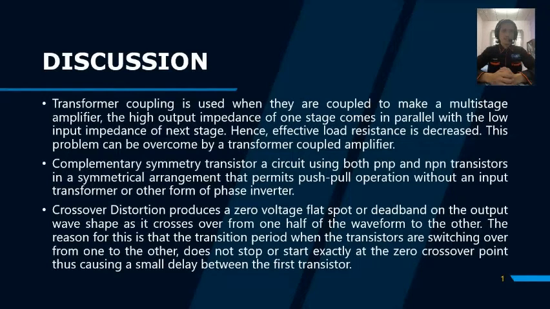Okay, based on the result of the input and output waveform, we can see the formation of crossover distortion in the waveform. Crossover distortion produces a zero voltage flat spot or dead band on the output wave shape as it crosses over from one half of the waveform to the other. The reason for this is that the transition period when the transistors are switching over from one to the other does not stop or start exactly at the zero crossover point, thus causing a small delay between the first transistor.